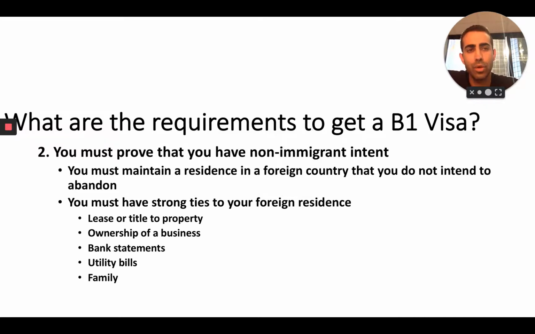So what are some examples of strong ties to your foreign residence? Evidence that you have a lease, or evidence that you own property in your foreign country, or evidence that you pay taxes in your foreign country, that you own a business in your foreign country, utility bills addressed to you in a foreign country, a cell phone bill, gym membership. Evidence that you have family in your foreign country is also very strong, like a spouse and children that are currently in the foreign country. Those are all very helpful to show strong ties to your foreign residence, and it helps to overcome a presumption that you're coming to the United States to stay there permanently.